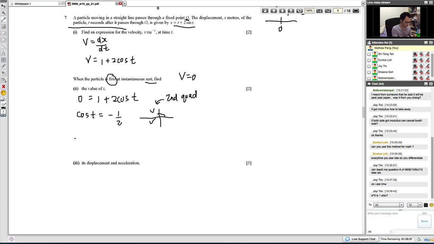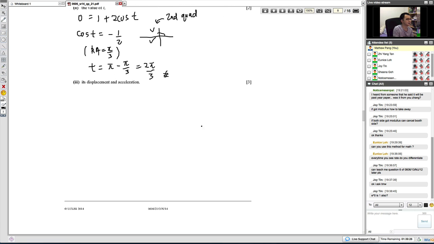So I shift cos of 1 over 2. I find the reference angle is pi over 3. So my reference angle tells me it is pi over 3. I know in the second quadrant it will be pi minus the angle, so pi minus pi over 3. So my final answer should be 2 pi over 3. This is the value of time. This is how to find an angle in the second quadrant. It's trigo, so it should be okay for you.